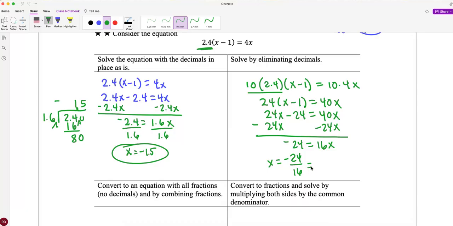I can divide those by 8. Negative 3 halves, which is the same answer there. So I know it's right. Okay.